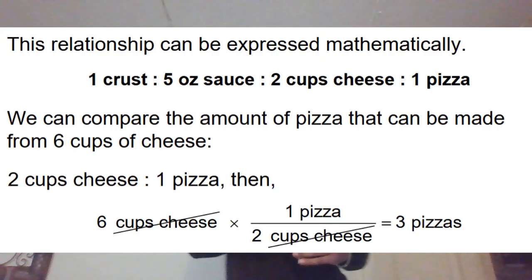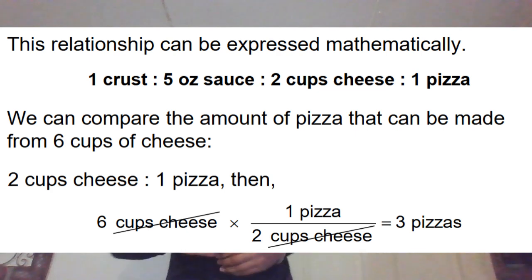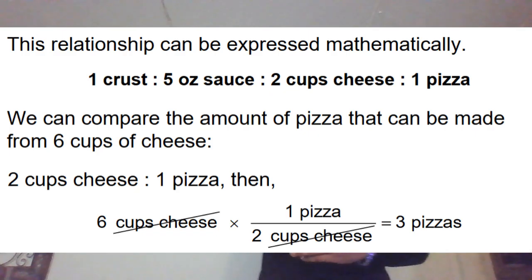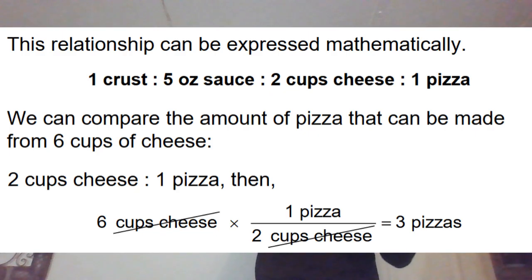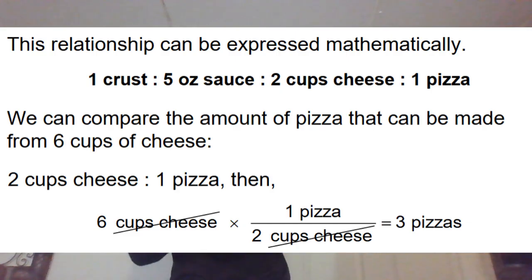This is another example. The relations can be expressed mathematically: 1 crust, 5 ounces of salsa, 2 cups cheese, 1 pizza. We can compare the amount of pizza that can be made from 6 cups of cheese. 2 cups of cheese, 1 pizza. That means 6 cups of cheese times 1 pizza over 2 cups of cheese is going to be equal to 3 pizzas.